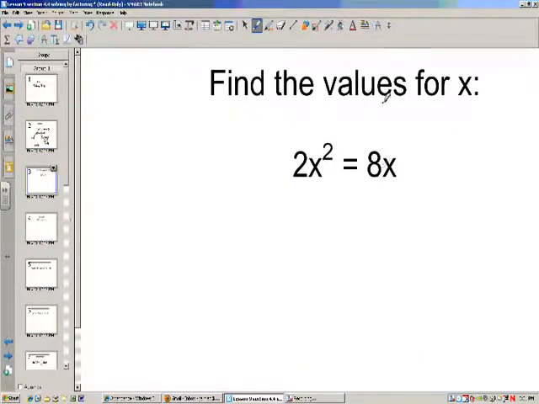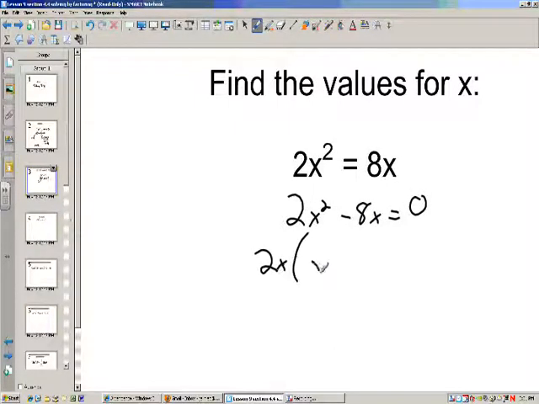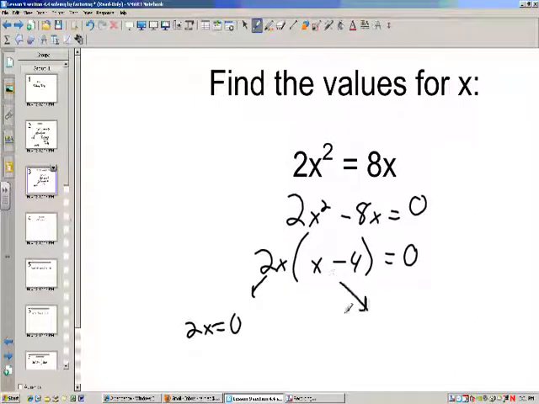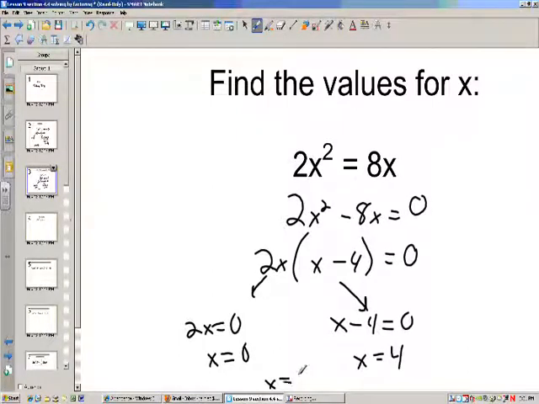Now if we have something like this, it's really similar to the previous problem. We just have to make the right side equal 0. So I do that by subtracting 8x on both sides. Now from here I can factor out a 2x, leaving x minus 4. Now if I set 2x equal to 0 and x minus 4 equal to 0, I can find my values for x. If I divide by 2, my x is 0. Here I add 4. 0 plus 4 is 4. So my x values are 0 and 4.